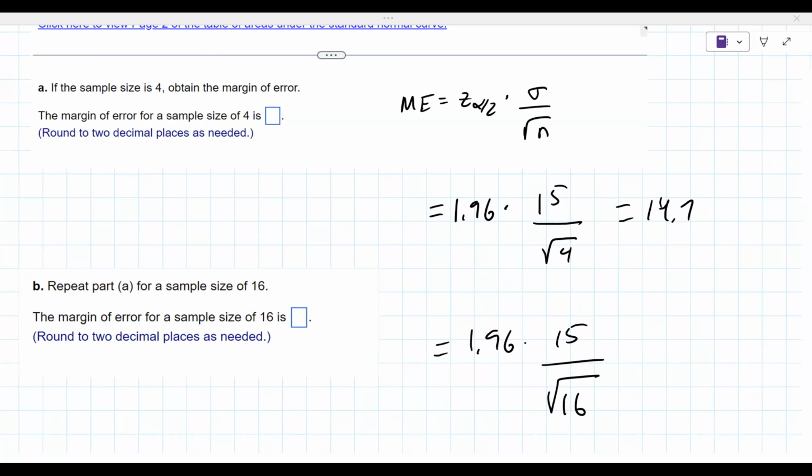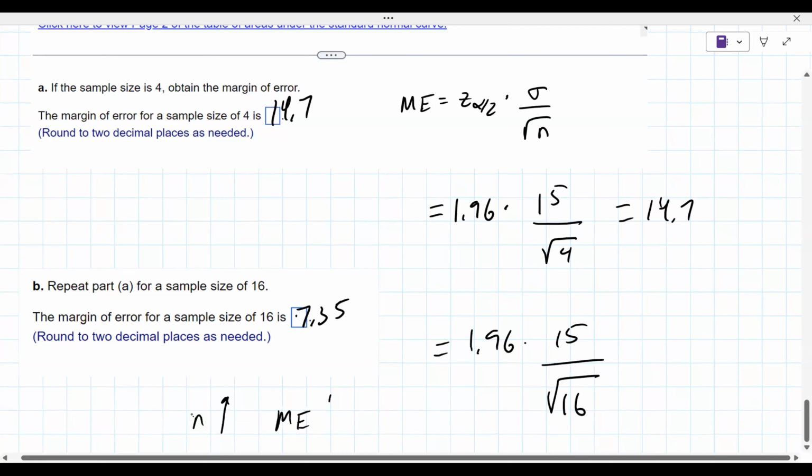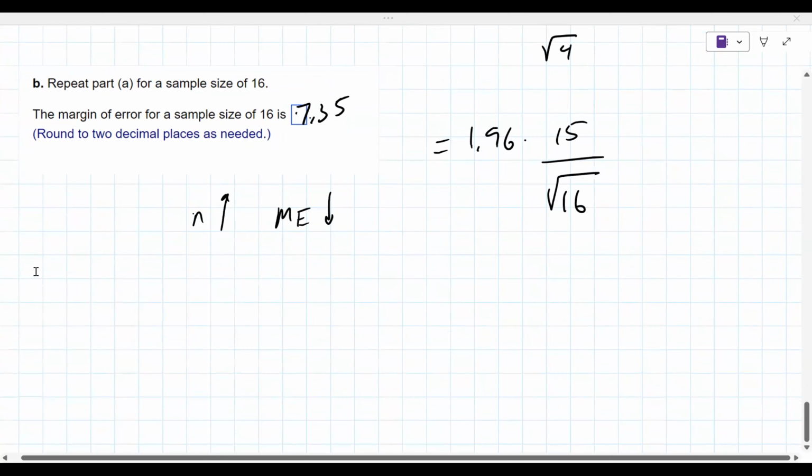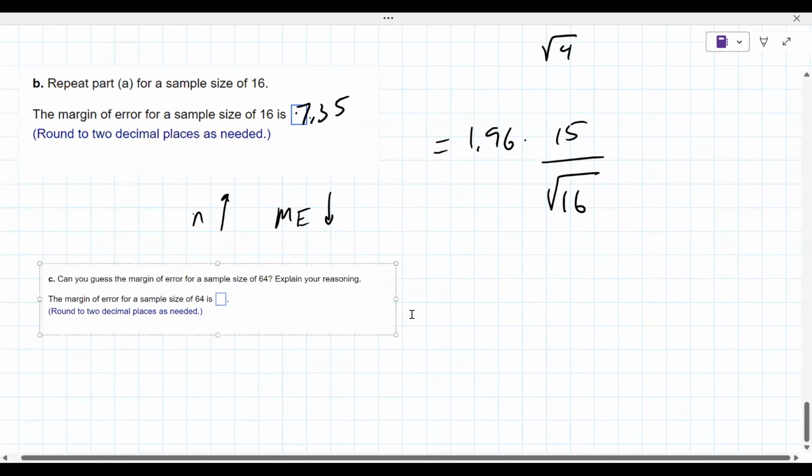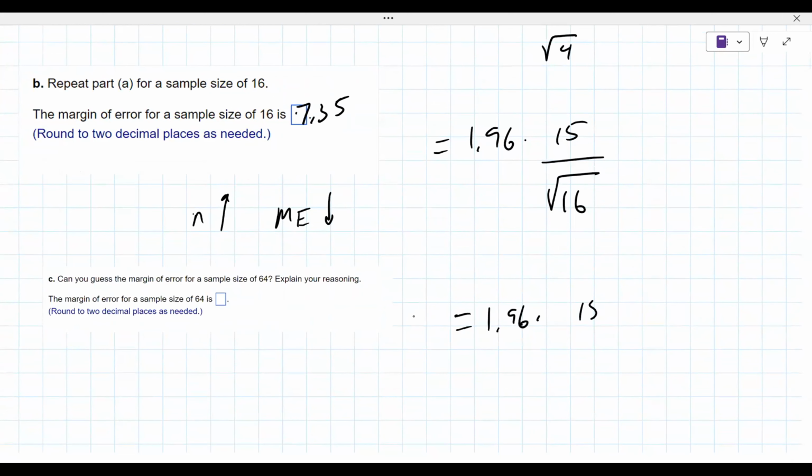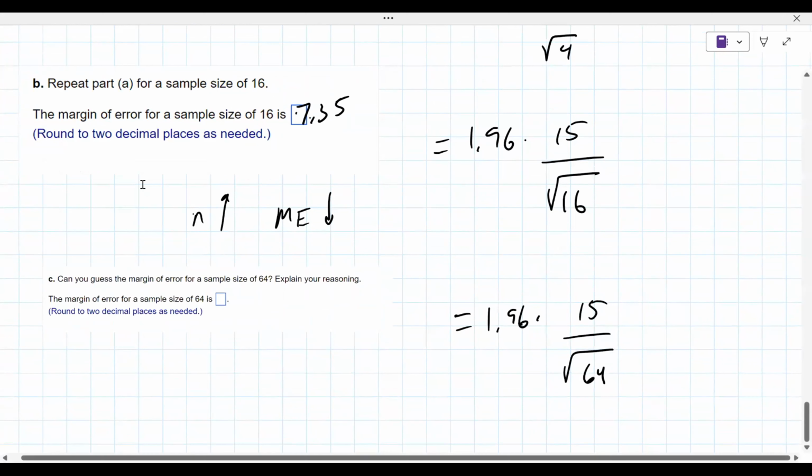I got 7.35. Good. Now, what do you notice about the difference between A and B? Did it get bigger or smaller? It got smaller. So as the sample size increases, as n increases, the margin of error decreases. And that's something that you're going to see on a test or a quiz, something like that. Part C is the same calculation, but now for a sample size of 64. So that's 1.96 times 15 divided by the square root of 64. We would expect the margin of error to get even smaller.